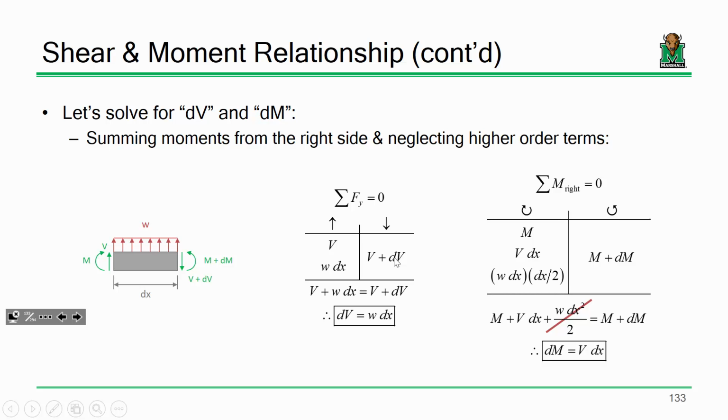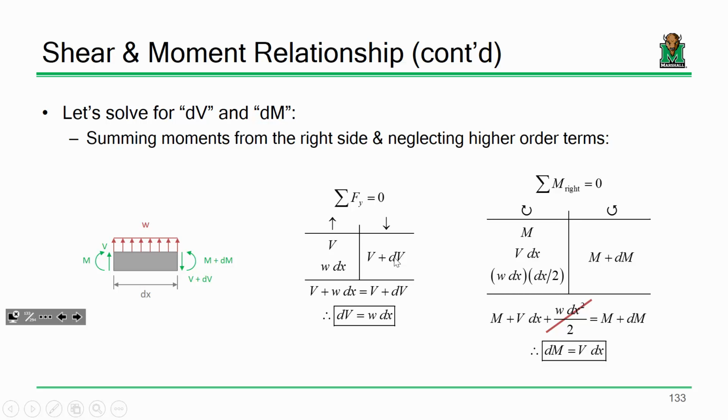So what do I have? I've got V going up, I've got V plus dV going down, and then for my load, I've got it going upwards, and it's not w, it's w acting over the length, acting over dx, so w times dx. Sound good? It's like if you have a load of 2 kips per foot over 30 feet, the load's not 2, it's 60. All right? Make sense? 60 kips. So your V's cancel, and you get dV is w dx.